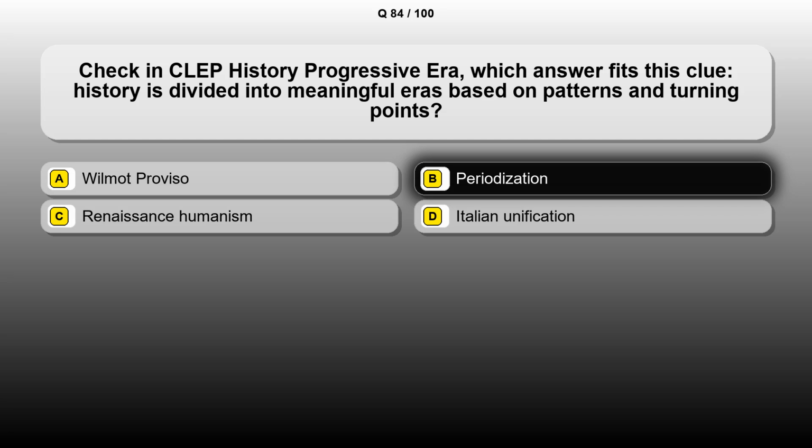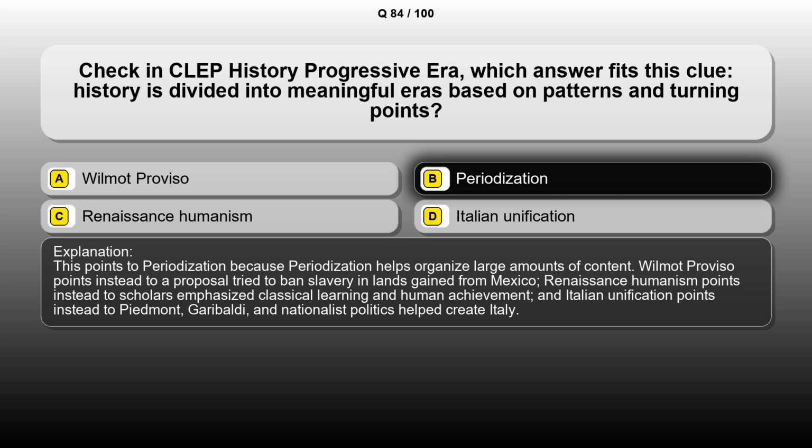The correct answer is option B, periodization. This points to periodization because periodization helps organize large amounts of content. Wilmot Proviso points instead to a proposal that tried to ban slavery in lands gained from Mexico. Renaissance humanism points instead to scholars emphasizing classical learning and human achievement, and Italian unification points instead to Piedmont, Garibaldi, and nationalist politics helping create Italy.